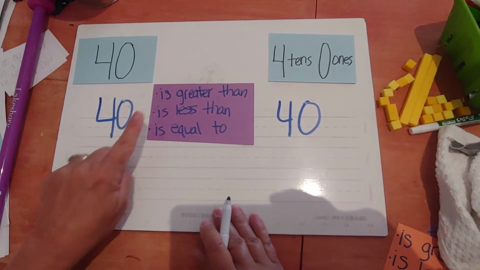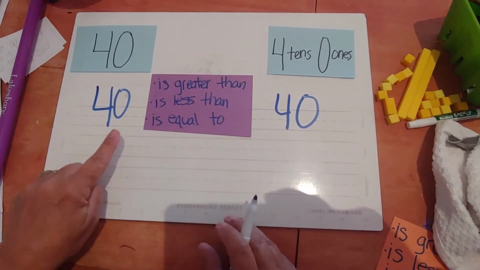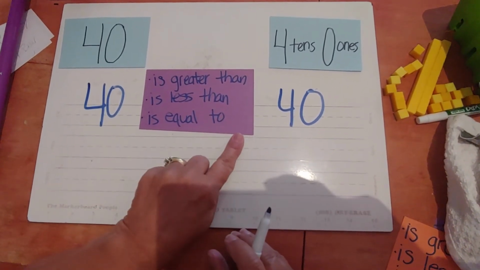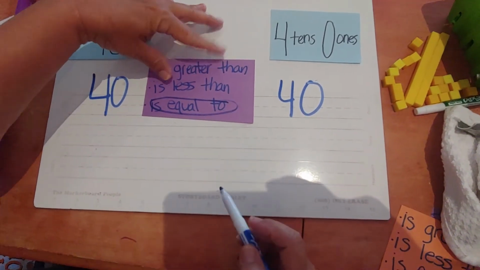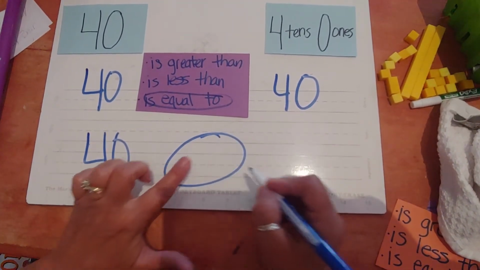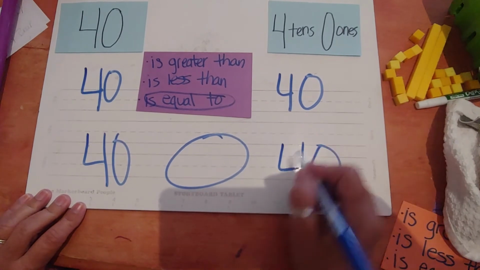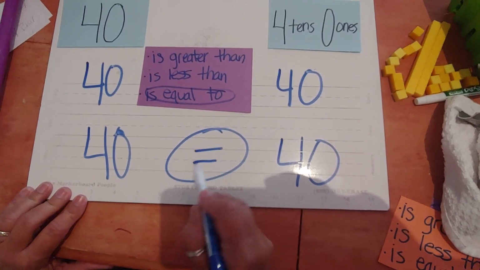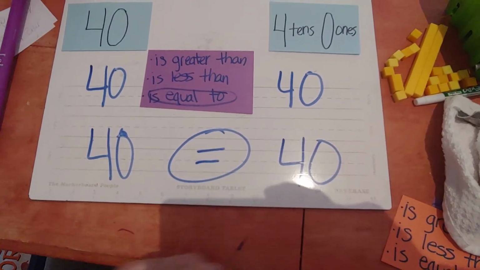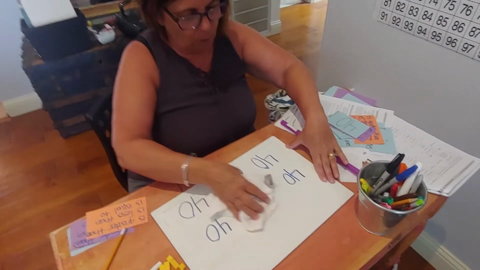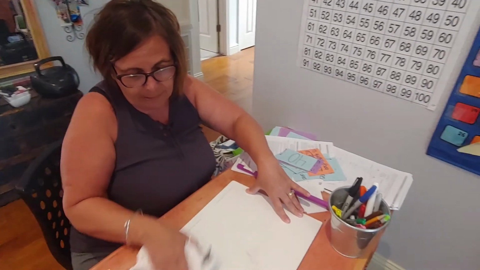So 40 is greater than 40? No. 40 is less than 40? No. 40 is equal to 40. That's the one I'm going to circle. 40 is equal to 40. So I can put 40, the number, the symbol bubble, and 40. And then I can write 40 is equal to 40. And that's how that one, lesson 10 works. So I would take time and make some cards. Keep them to the side because you can always use them for lessons that are coming up.